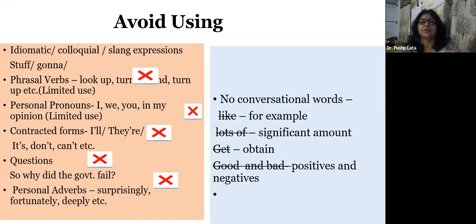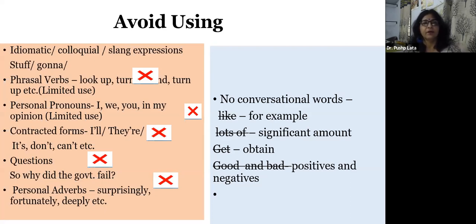So rather than saying this, you have to, for example, and then list those things that you want to talk about. Lots of. In everyday conversation, we talk about lots of. But when it comes to writing, we are going to say significant amount. Okay, get, we should use obtain, because get is very informal and conversational.